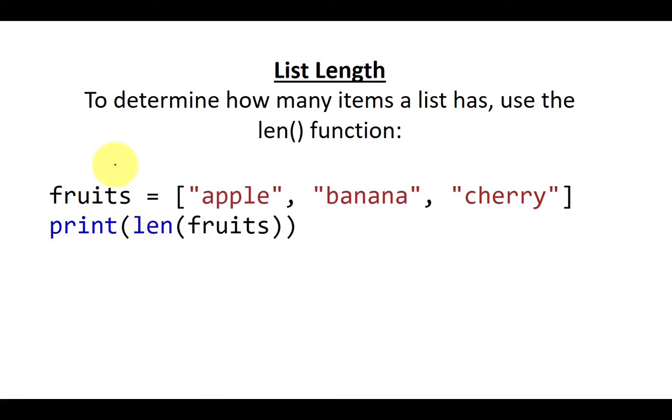List length. To determine how many items a list has, use the length function. So right here we have 1, 2, 3. So we have 3 items in this variable fruits. But what if we don't know how many items are in the list and we want to know? We use the length function to find out the number of values that are inside it.